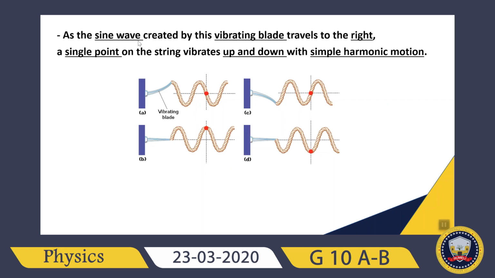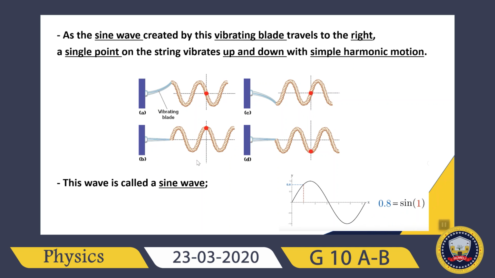So as a sine wave created by this vibrating blade travels to the right, actually the vibrating blade catches it or stretches it to the other side. A single point on the string vibrates up and down. This single point, the red one, vibrates up and down with simple harmonic motion, meaning passing every time through the equilibrium position. Actually, this wave is called a sine wave.